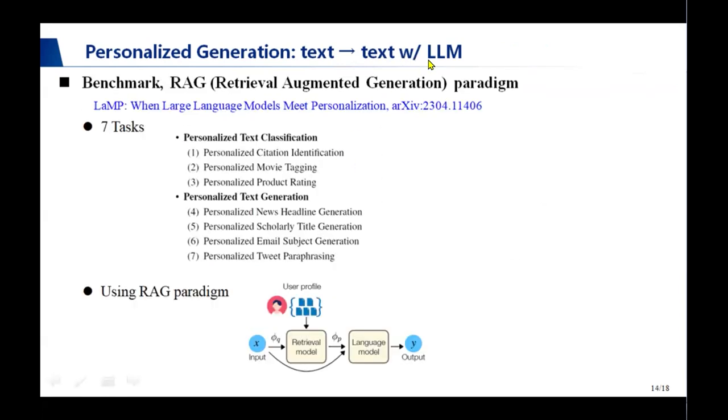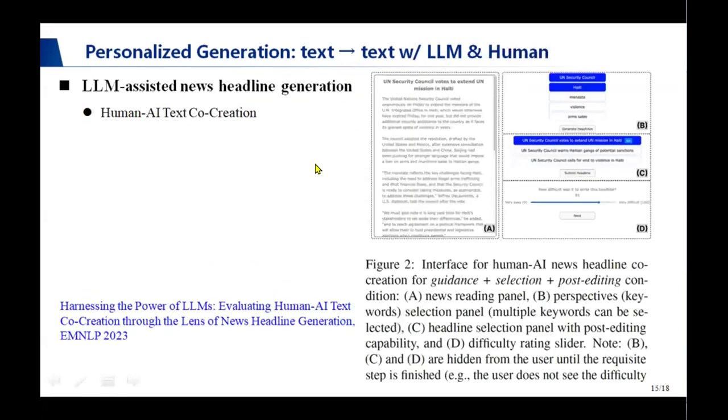So that one is with large language model. And this one goes a further step. It is still text to text, but it will use not only large language model, but also human intervention. So it's still generating news headlines. By looking at the article, one way is to let the model automatically generate it, right? So here it develops a tool where a large language model will generate the candidate keywords. So these are candidate keywords from this article.